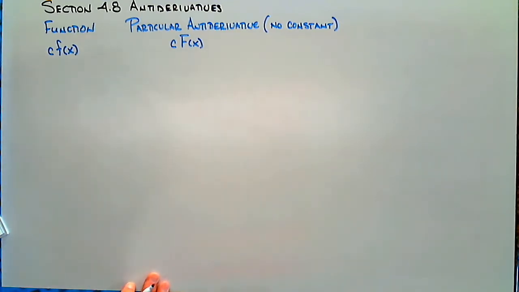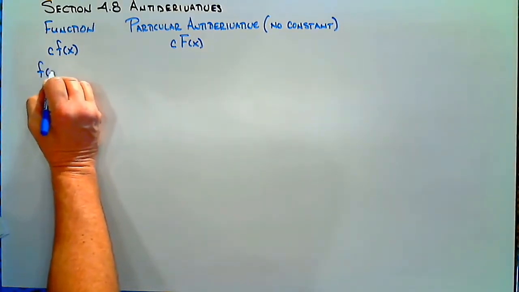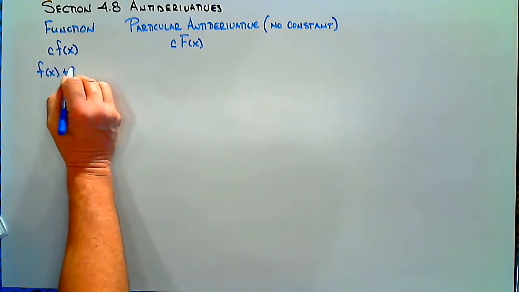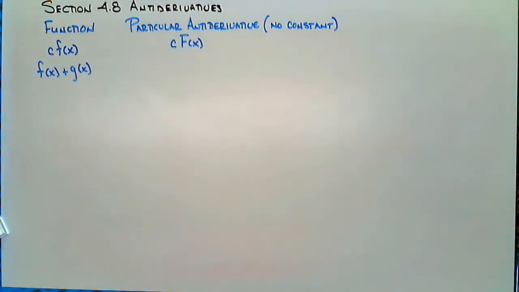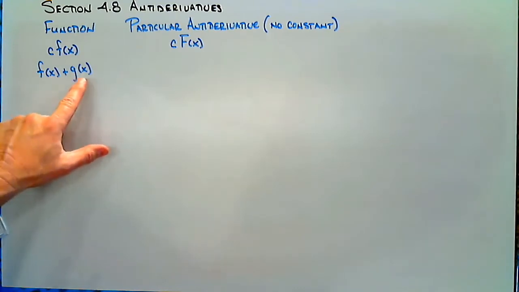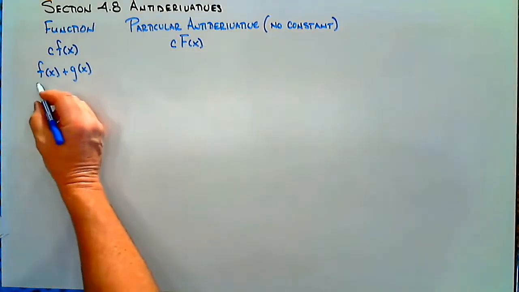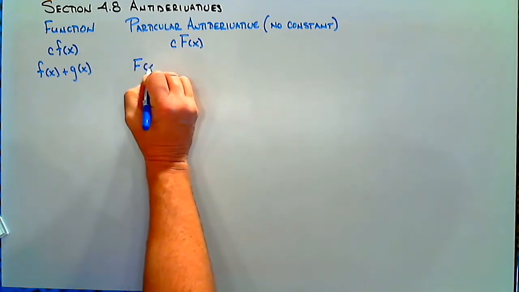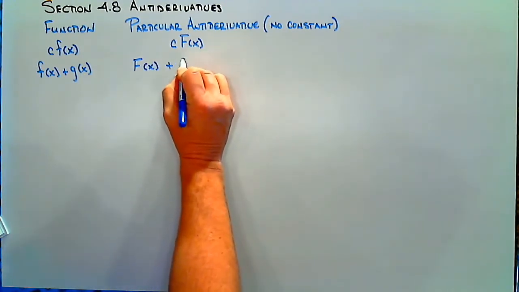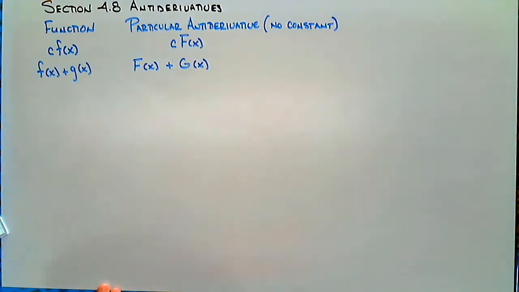Now, what happens if I'm presented with a function plus another function, and they want me to find the antiderivative? Maybe this is sine x plus secant squared x. Well, the nice thing is the antiderivative of the sum of two functions is the antiderivative of the first function plus the antiderivative of the second function.